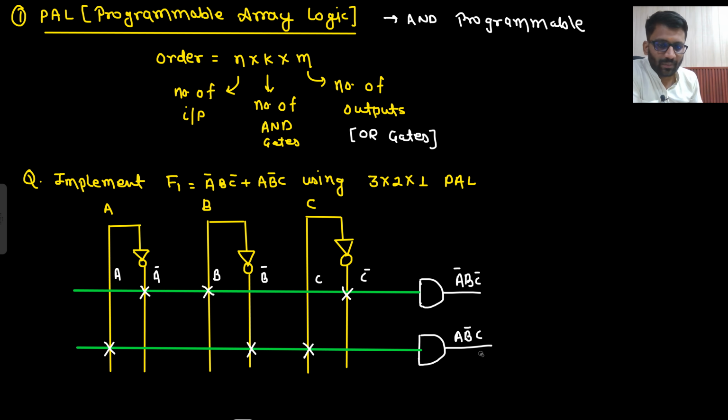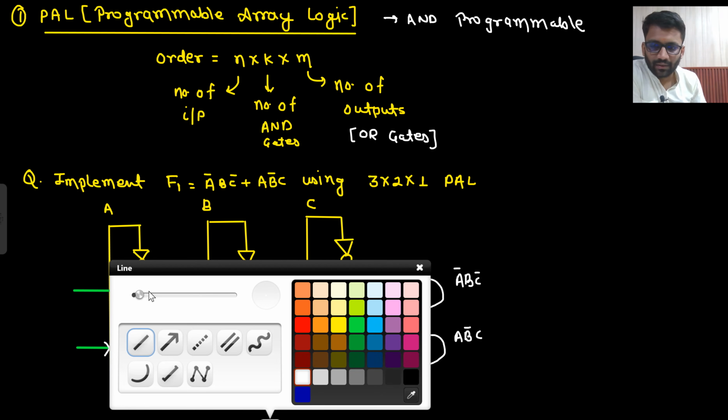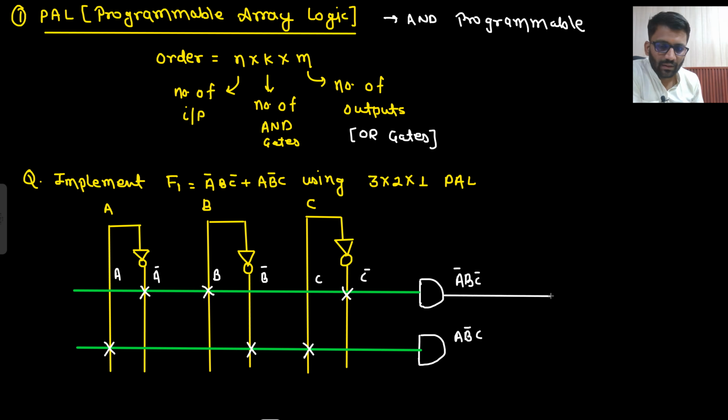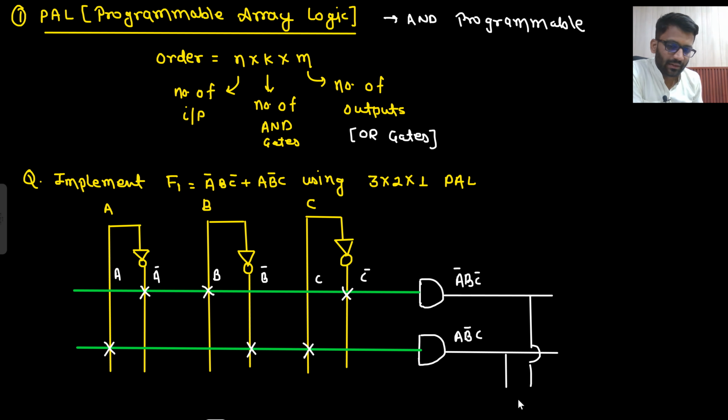So these two outputs I am having, right? Now the OR gate is fixed, so simple, the way I used to implement, the same way I will implement it. If the OR gate is fixed, how do I implement it? In this manner only. So this is my F1 logic, which is A bar B C bar plus A B bar C.